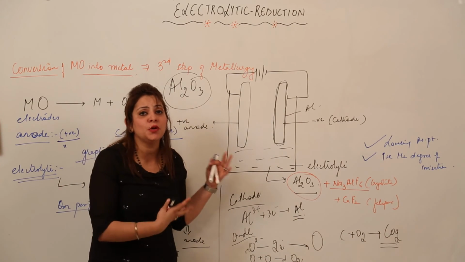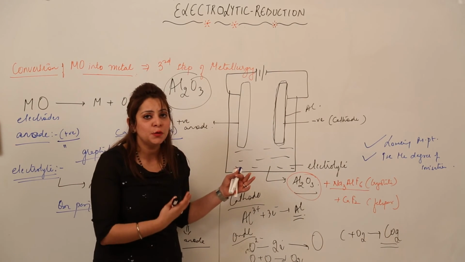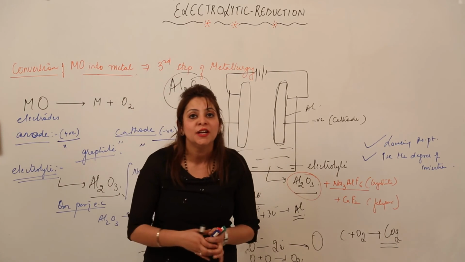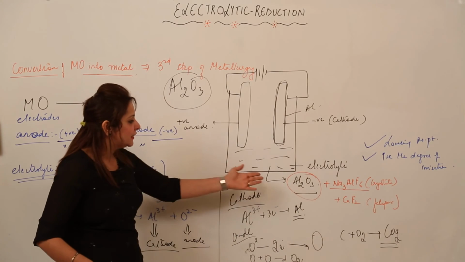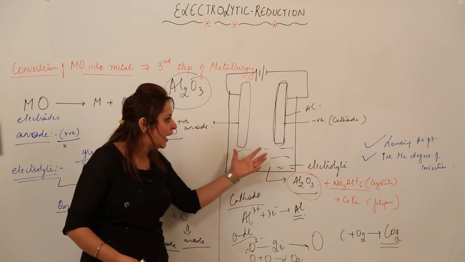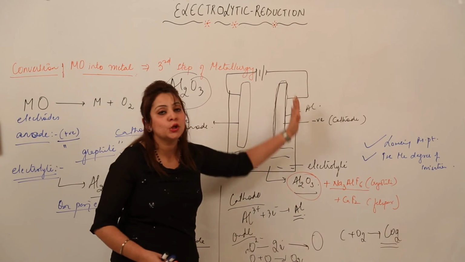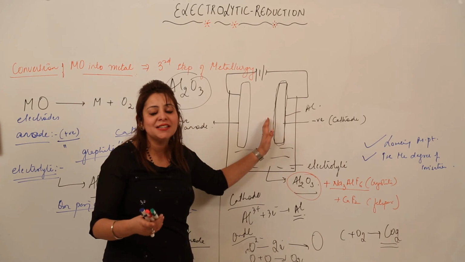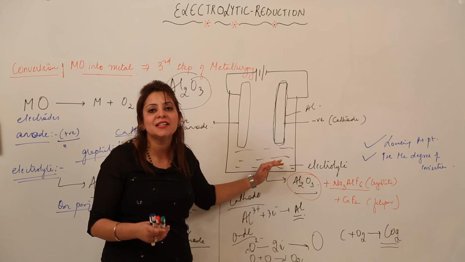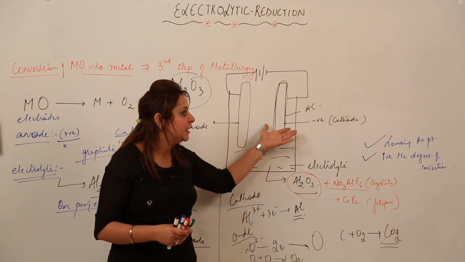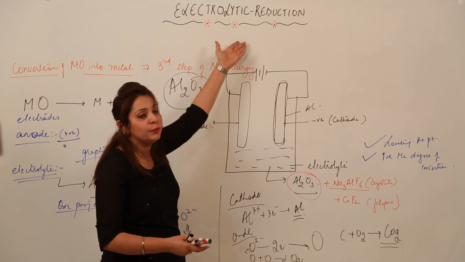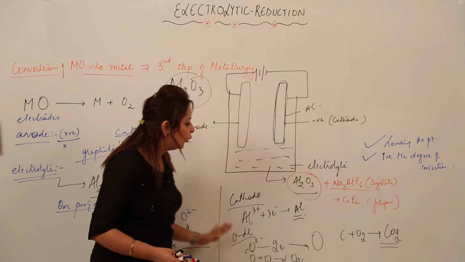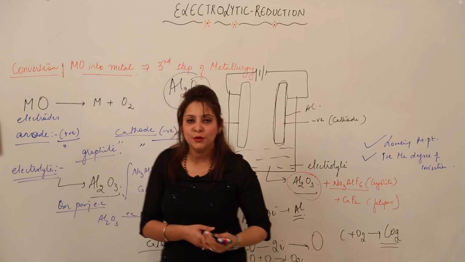Why did we do this process? We wanted our metal to be separated from oxygen. Earlier it was Al2O3; now the cathode has a coating of aluminium, no oxygen, only aluminium. So the aluminium oxide is reduced to aluminium. This is what we wanted, which is why we performed this process, electrolytic reduction. This is the whole process of how you are going to do it.